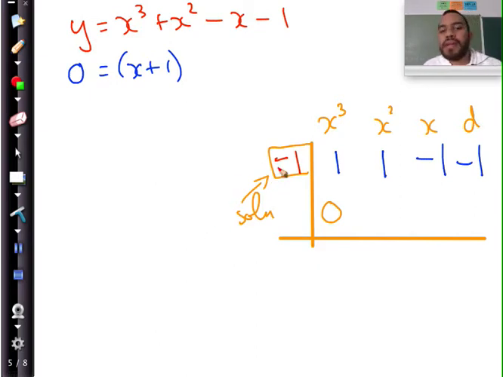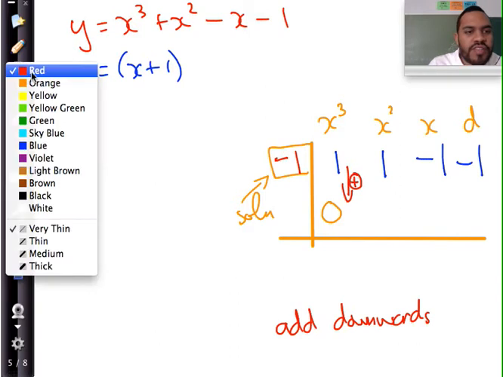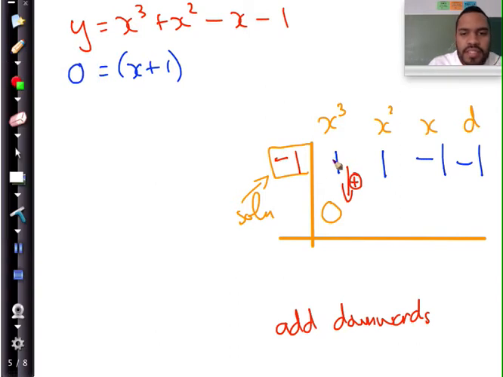For synthetic division, I'm going to make two important notes. Number one is we have to add downwards. When you go down, you must add. So 1 plus 0 is 1.